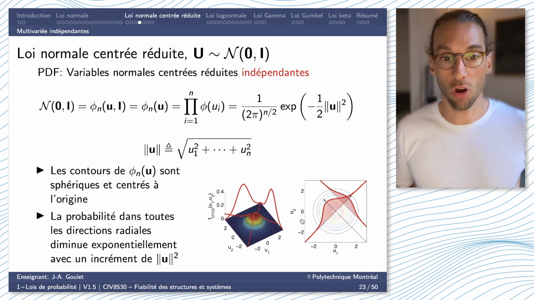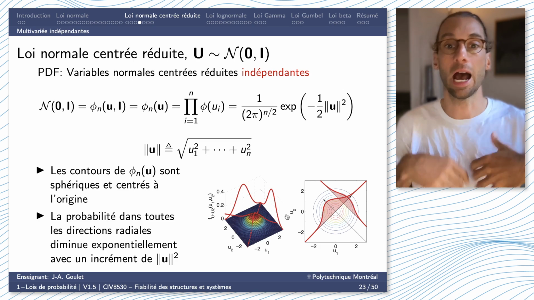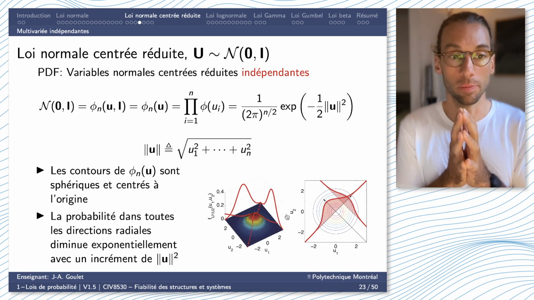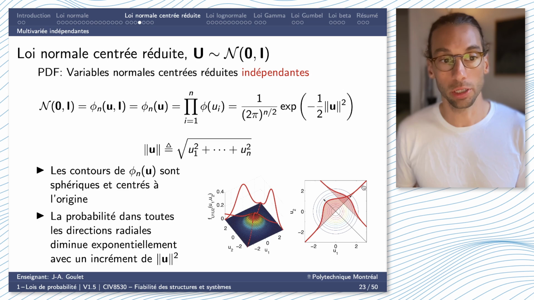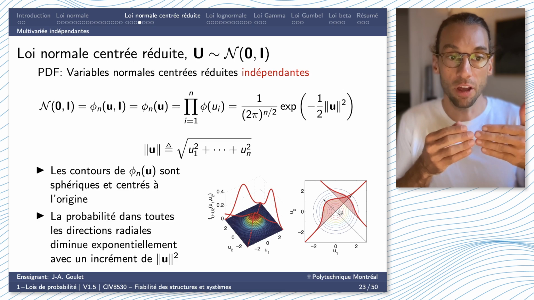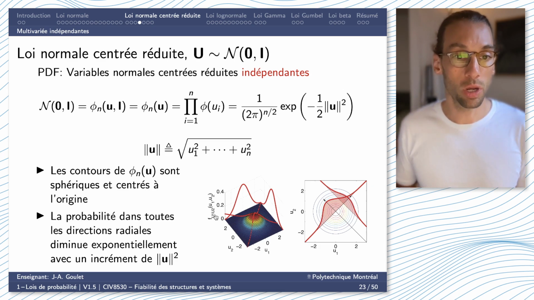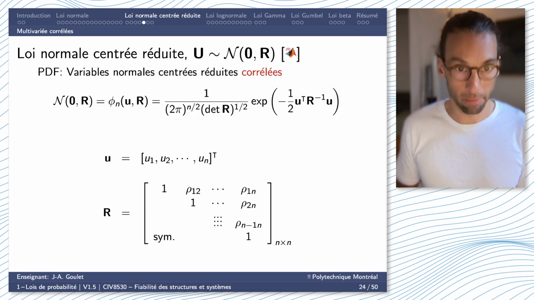The property of that multivariate independent standard normal space is that all the contours of my joint PDF are circular in two dimensions, spherical in three dimensions, and hyperspherical in higher dimensions, and they're all centered at the origin. So if I take slices in any direction, they're all going to look Gaussian. In all directions going radially away from the center, the probability density decreases exponentially with the norm of u. So the farther away I go from the origin, the more exponential decay I have.